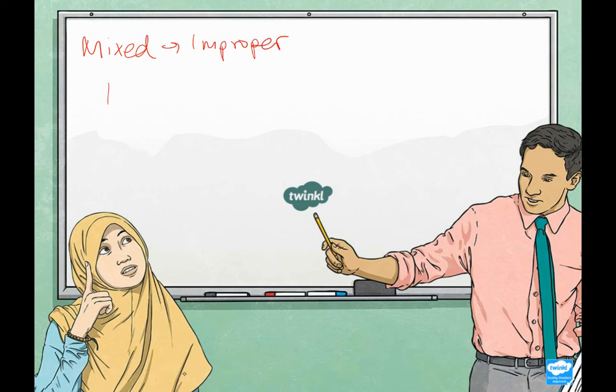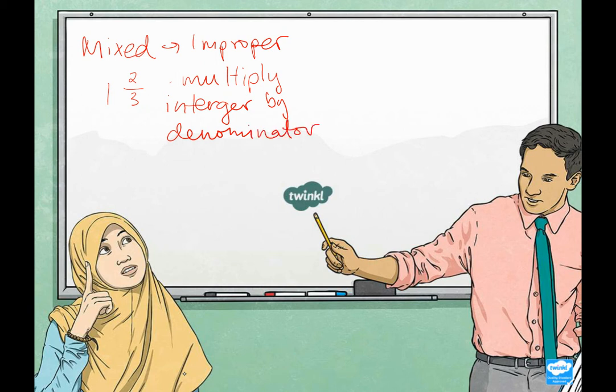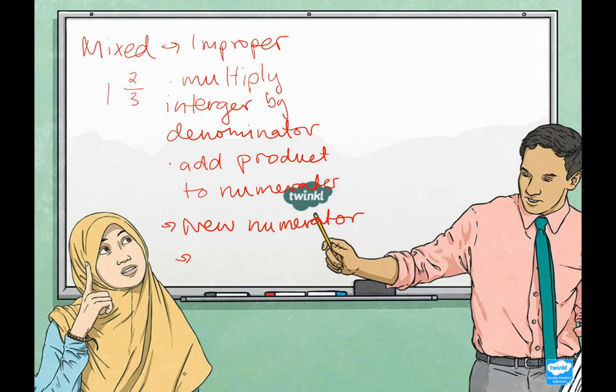You take your integer. I'll just make up some fraction here. Multiply integer. That's a whole number. Integer means a whole number. Then add the product, right? Whenever we multiply things together, they're called products. That gives you your new numerator. Denominator stays the same.